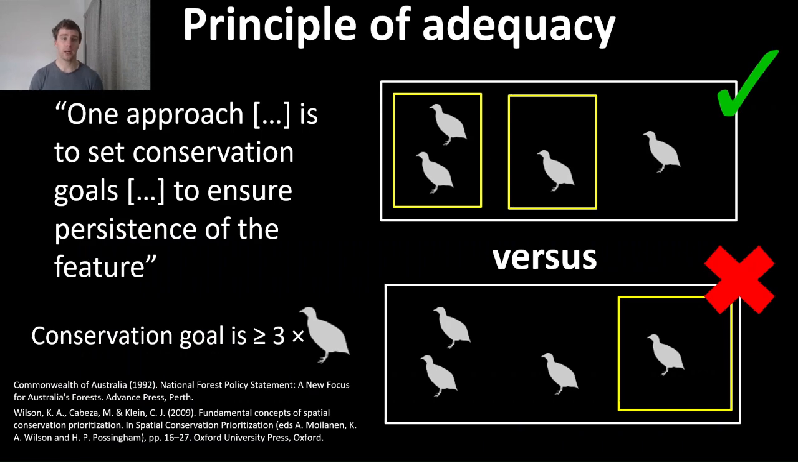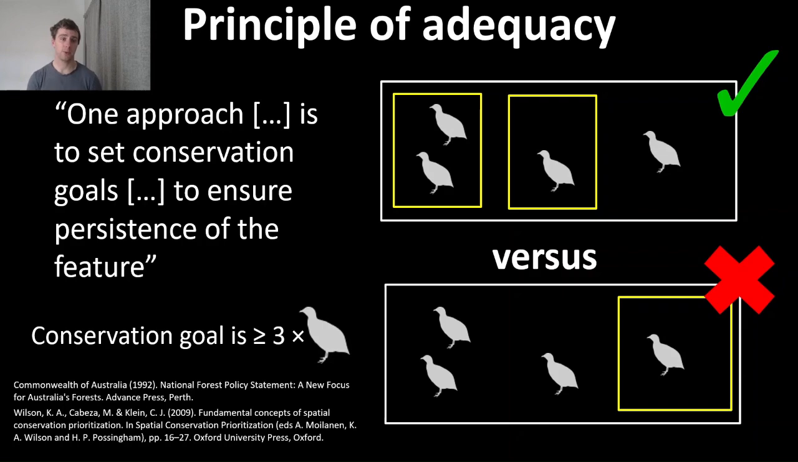The principle of adequacy is that when you're setting your conservation goals, they should ideally ensure the persistence of each feature. So remembering that a feature is like a different species or habitat type, the idea here is that when you're setting your conservation goals, they should be based on the minimum amount needed for that species or habitat type to persist into the future. And so what that means is, you might have to talk to some experts or stakeholders or run some analyses in order to get a good idea on what those goals should be.